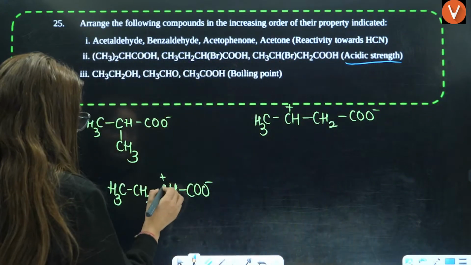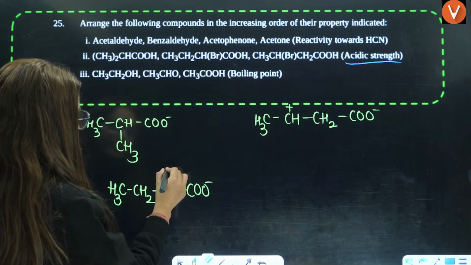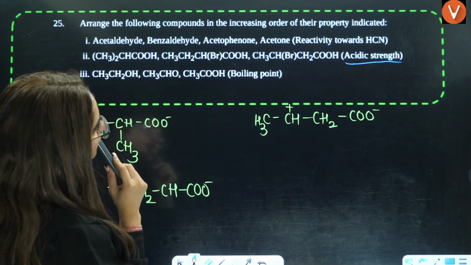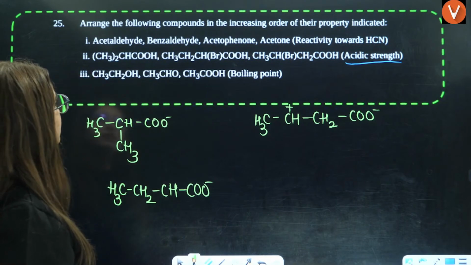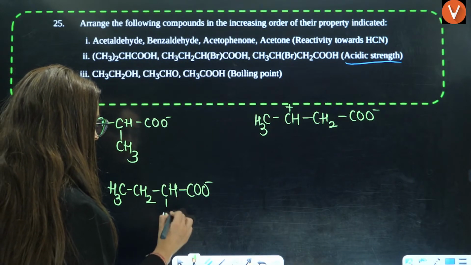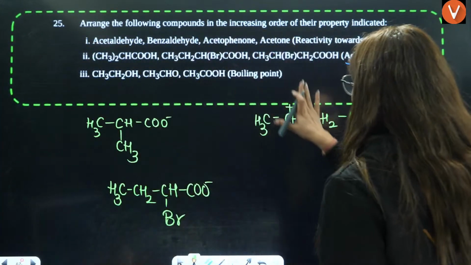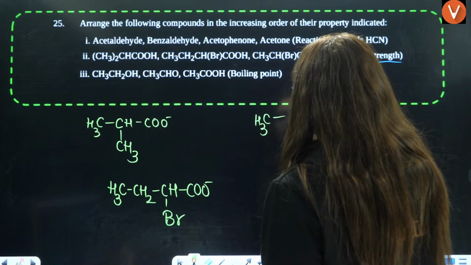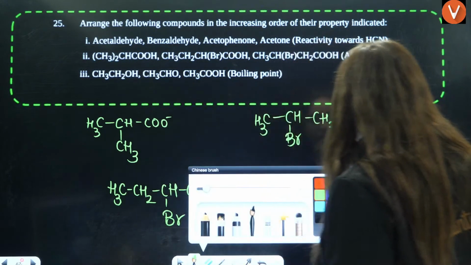Here you are directly, what I have written, why I have written H here? Oops, a mistake happened. So this is CH2, and this is Br over here. I don't know why I have written C over here, I think by mistake. Okay, fine.